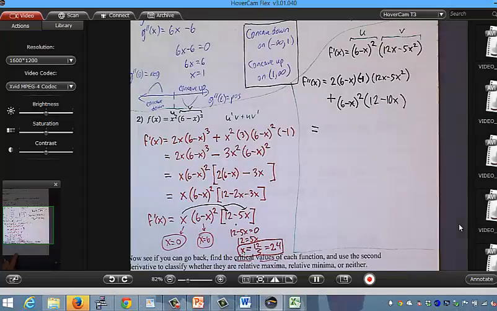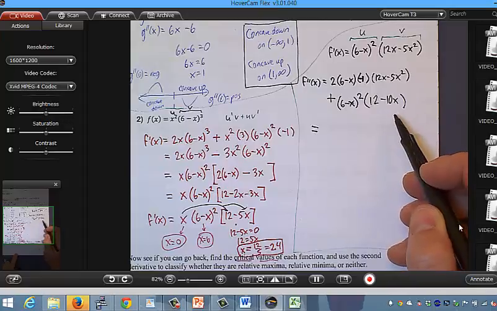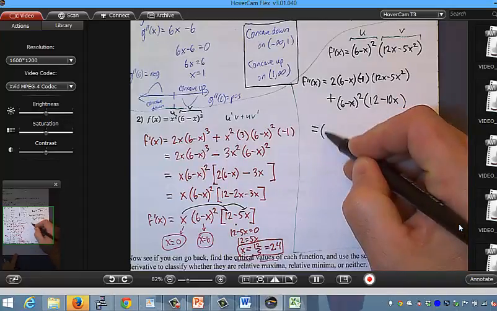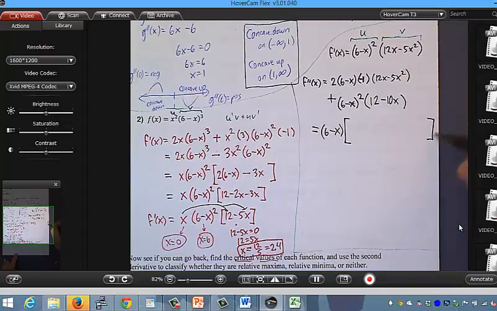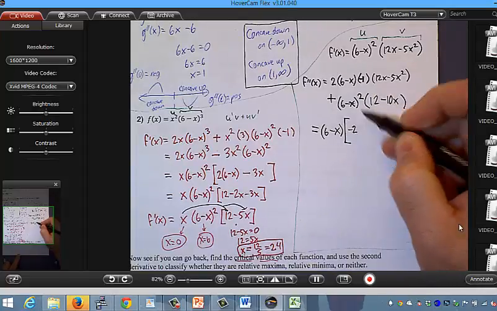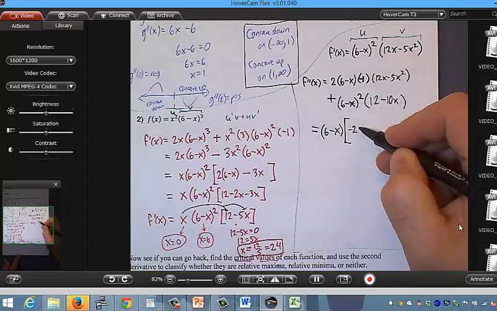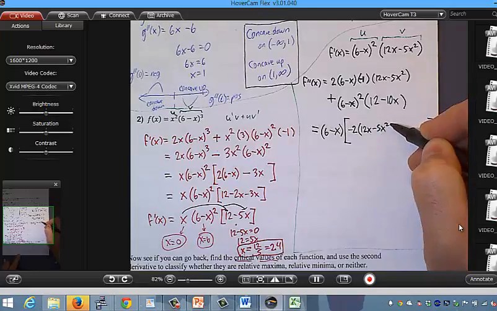It's what I told you we like to do after we take derivatives, which is pull out the common factor. So you look at this whole big mess, and you say, well, one thing that they have in common is there's a 6 minus x in each of them. So I'll pull it out front. So let's see what we're left with. We'd be left with negative 2 here, because I have negative 1 and a 2, times 12x minus 5x squared.